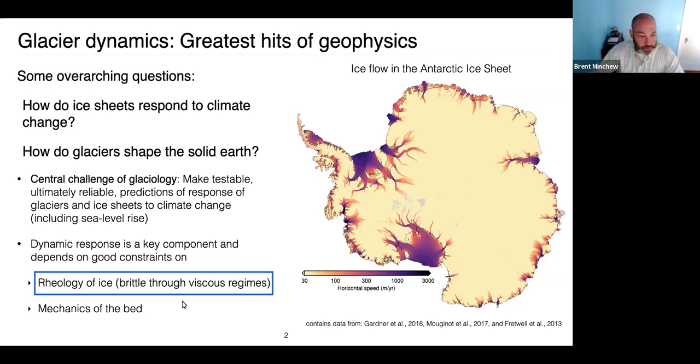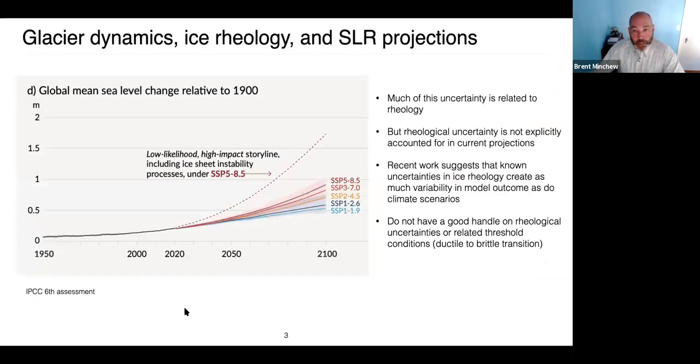So today, though, sticking with the rheology of the ice. Now, rheology is central to everything that we do in glacier dynamics, of course. It underscores basically every problem that we think about in glacier dynamics, and then it has this broader implication in terms of influencing many of the large-scale uncertainties, at least, in projections of sea level rise. So I stole this graphic out of the latest IPCC assessment.